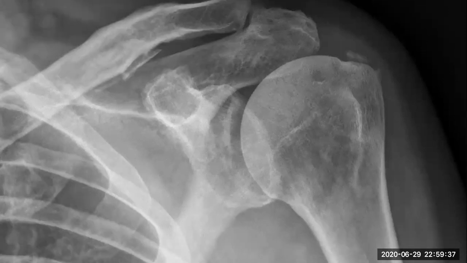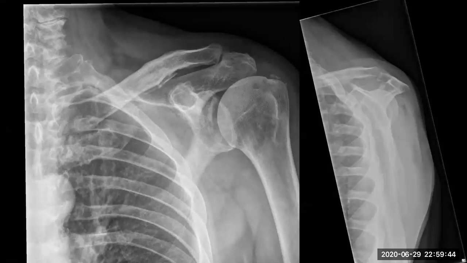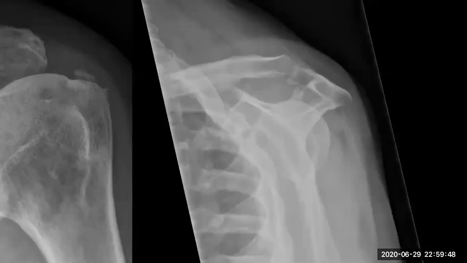We have another image, but not many. What is this view? Does anyone know this view? This is the Y view of the shoulder joint. This Y view is very important for dislocation. And this is the calcification of the coracoclavicular ligament. Also, with this view we can know the shape of the acromion. Any question on this?